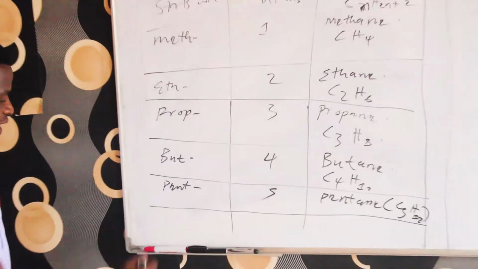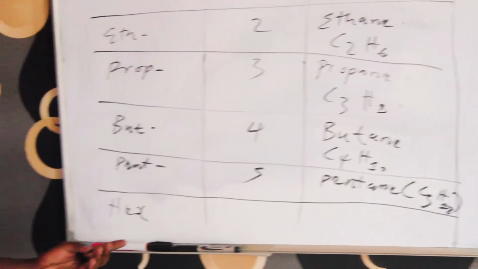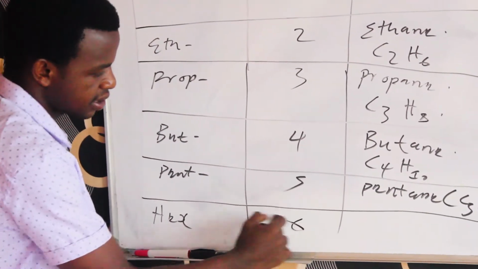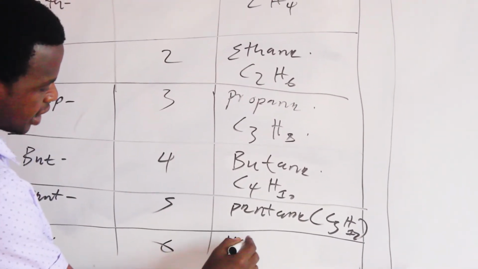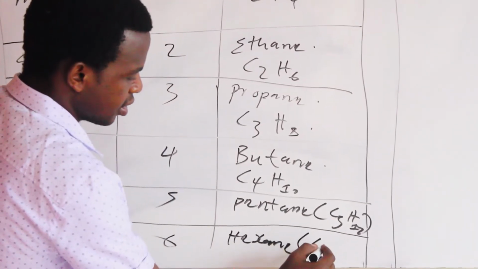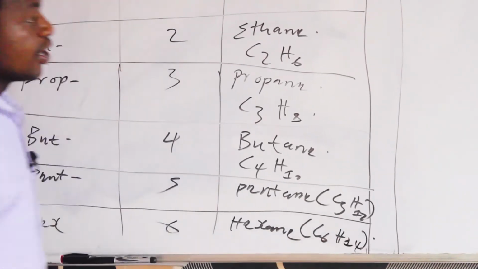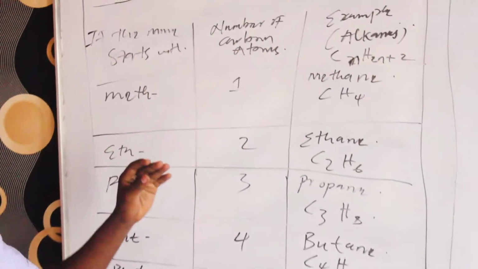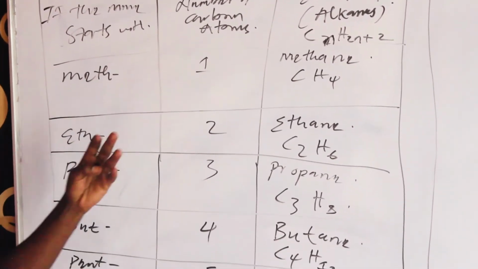Another situation, if the name starts with hex, that means that the number of carbon atoms in that organic compound is 6. An example from the alkanes is going to be hexane. The formula there is going to be C6H14. So this is how you identify the number of carbon atoms that can be found in the organic compound.